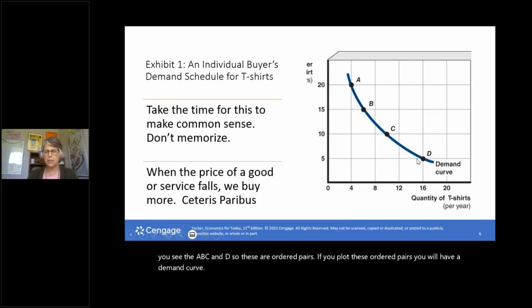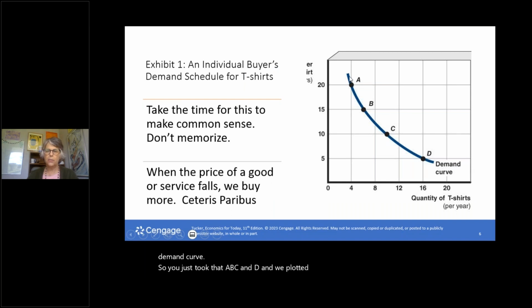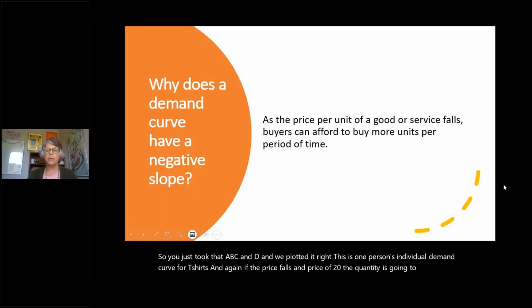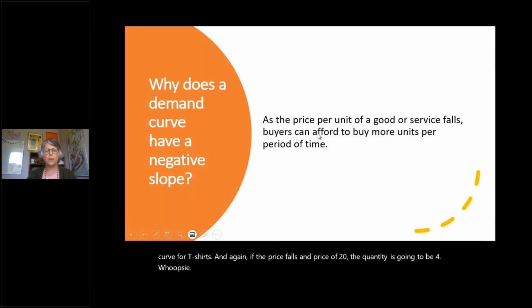So you just looked at A, B, C, and D, and we plotted it, right? This is one person's individual demand curve for t-shirts. And again, if the price falls, at a price of 20, the quantity is going to be 4. So we'll keep going.